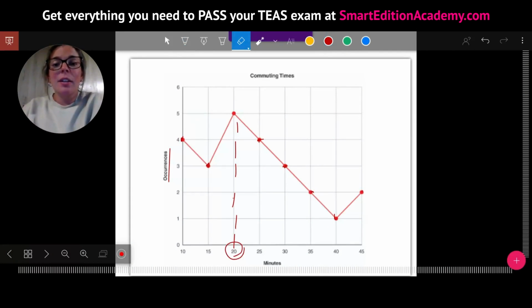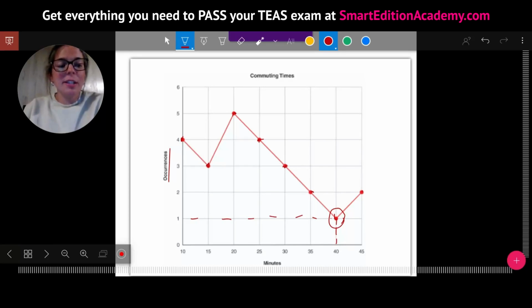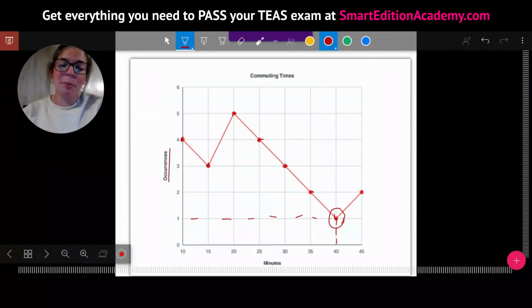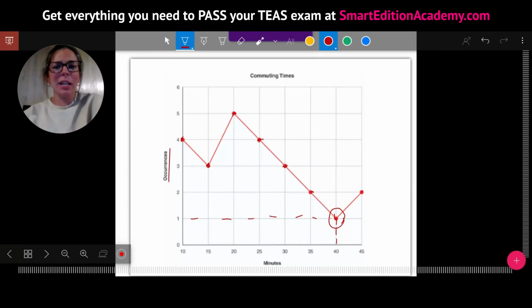Okay. Now, which one happened the least? I'm going to do the same kind of thing and look at my occurrences, look at the vertical axis and see which one is the lowest. And the lowest one is here. So a commute of 40 minutes only happened one time. That is the lowest occurrence. So the one that happened the least would be 40 minutes. Pretty basic example to start, but we just want to be able to read these graphs efficiently.